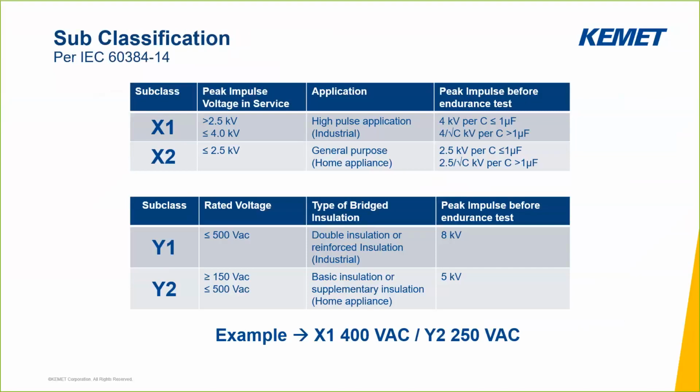For example, a typical safety capacitor can be listed as an X1 400, Y2 250. This means that the customer can use the part type as an X1 capacitor at 400 volts or a Y2 capacitor at 250 volts. Each of these subclasses has a peak voltage, rated voltage, application, and impulse voltage rating requirement that are specified by the IEC safety standard.